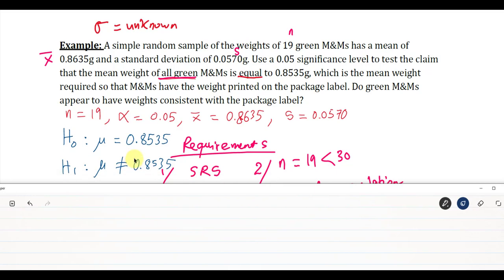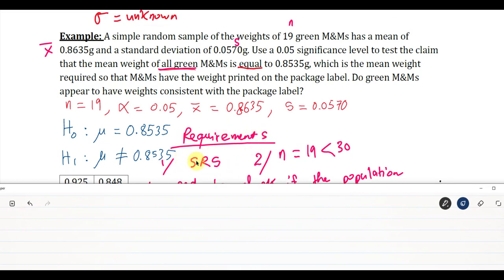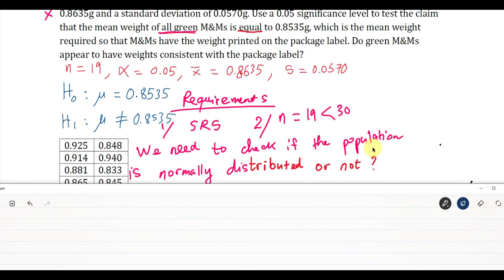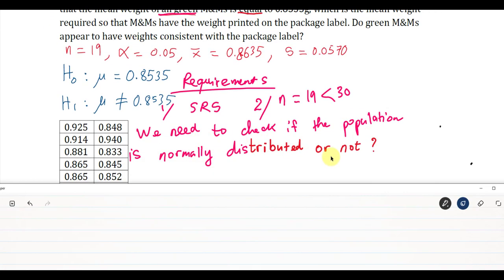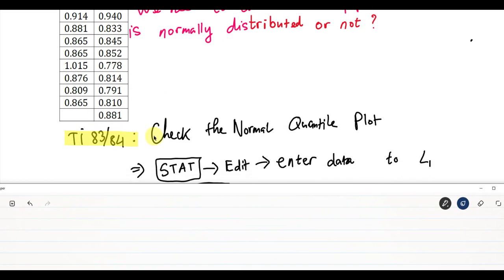So there are two requirements that we have to check. This is a simple random sample. It's given here. However, for the second requirement, 19 for sample size is less than 30. So if it is less than 30, we need to make sure whether the population is normally distributed or not. And this is the data that we are given, the weights for all the M&Ms, the 19 M&Ms. Now, we have to check the normal quantile plot.